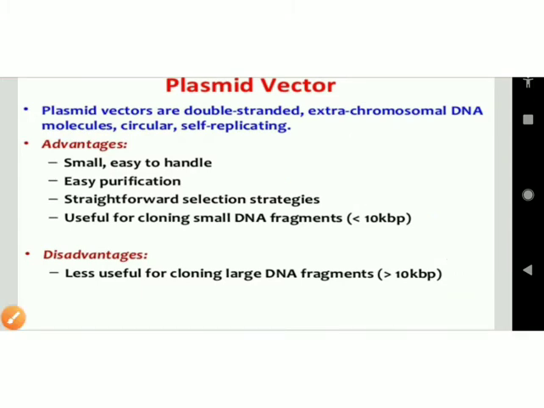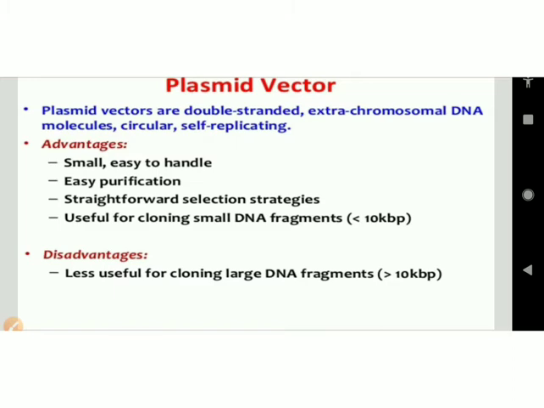Advantages of the plasmid vector: why use plasmid vectors in research or our laboratory practices? Because they are small in size and easy to handle. Next is easy purification. Plasmids are easily purified by laboratory procedures and strategy, forward selection strategy.